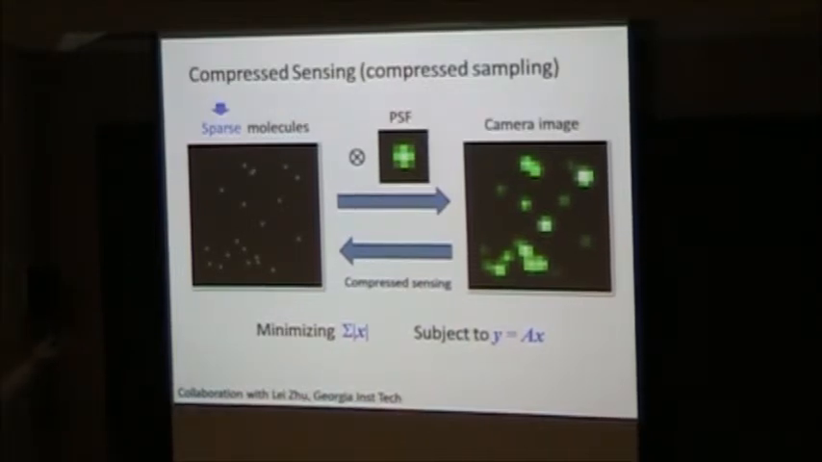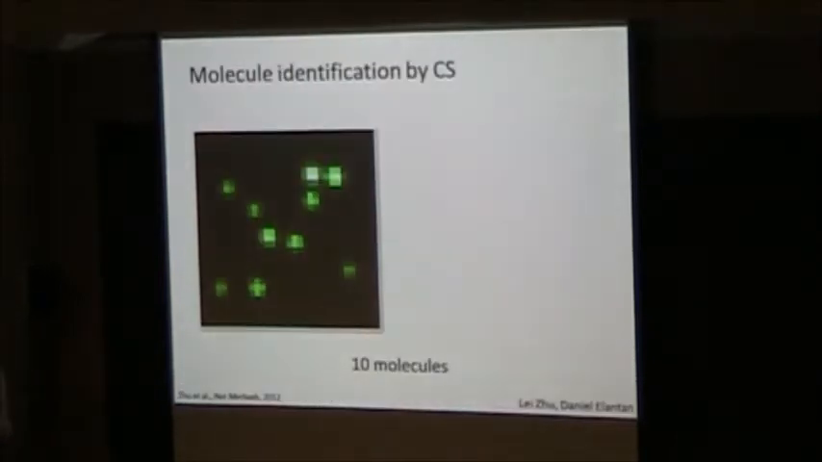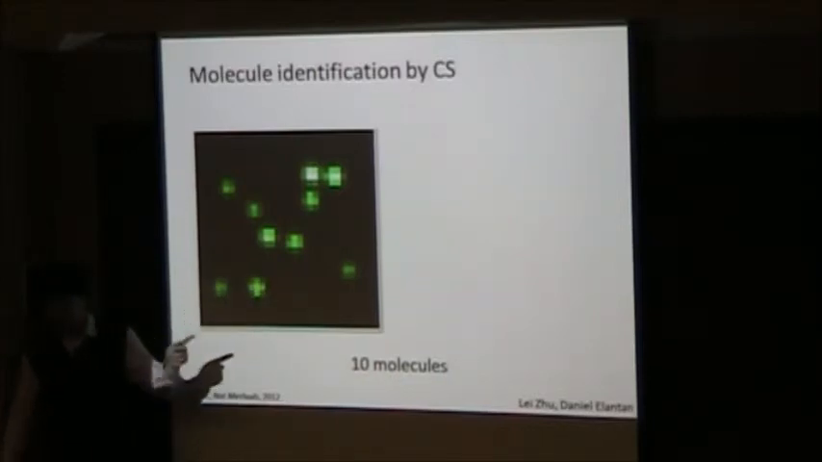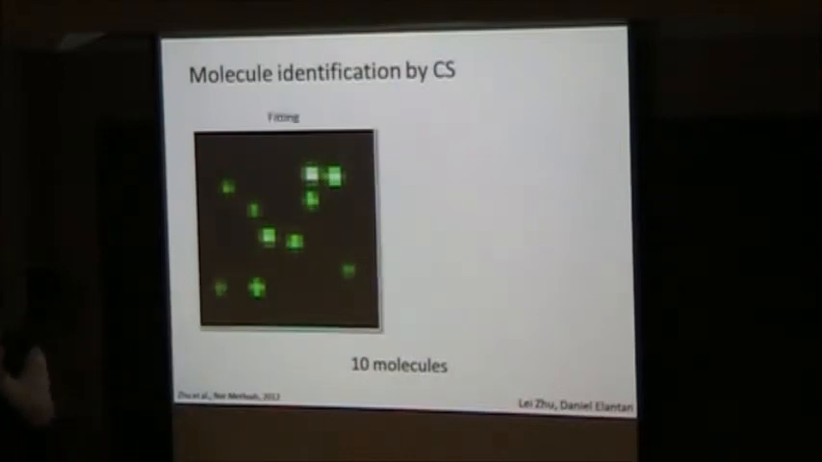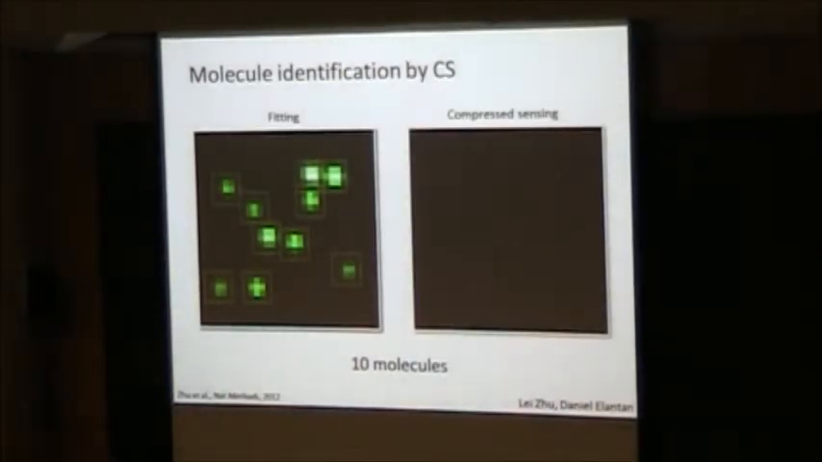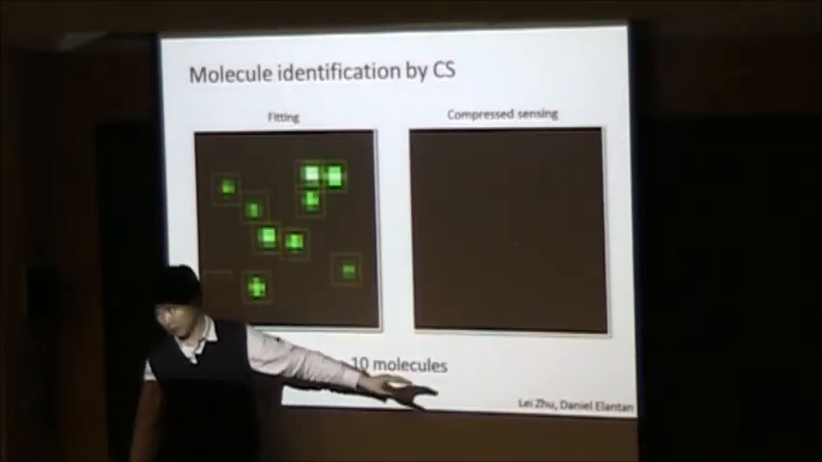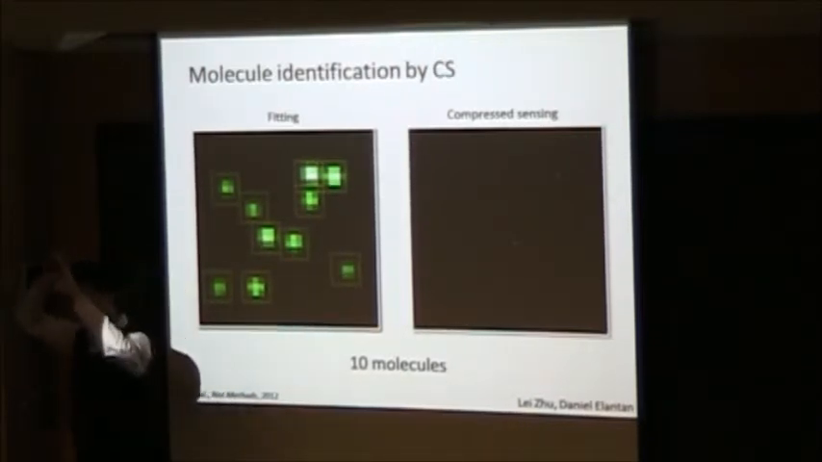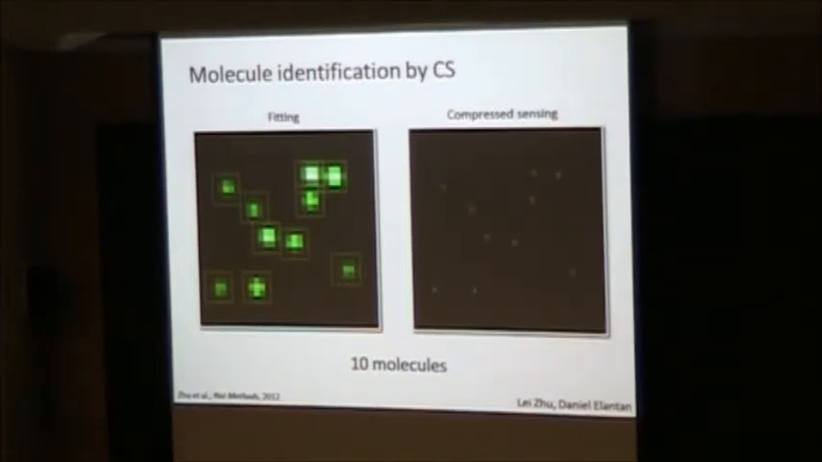But if you do this optimization, you can get this. For example, in some simulations, if we simulate 10 molecules in this field of view, we actually have to try our random number generator quite a lot of times to create 10 molecules without any overlap. Then we can use the fitting method to pick all 10 of them. And compressed sensing would return a much sharpened image with a pixel size of one camera pixel divided into 8 by 8 in this new matrix. And we found all 10 molecules.